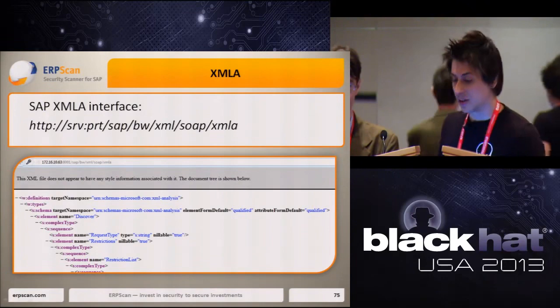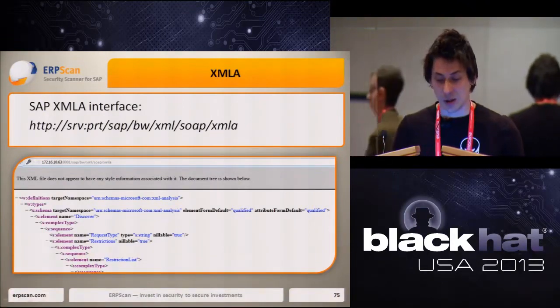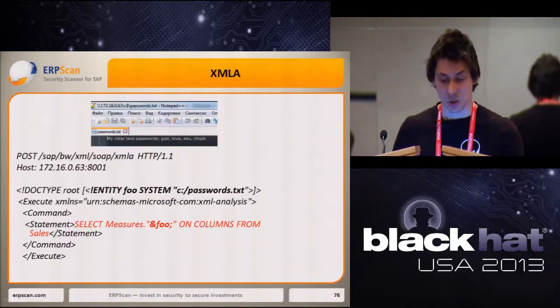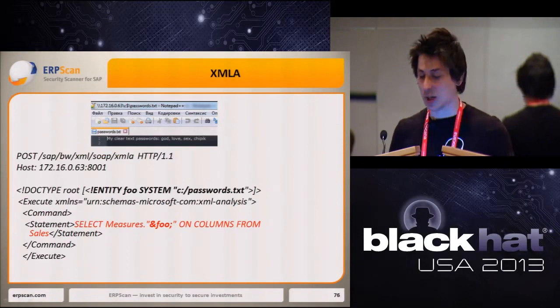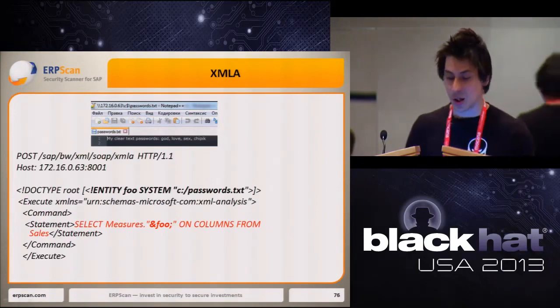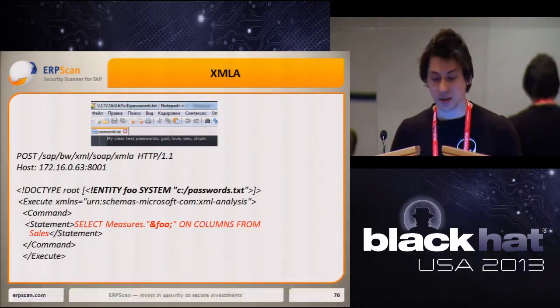If you send a request to the URI to SAP, the WSDL contains the description of methods discover and execute. Let's try a classic XML attack called XML external entity, or XXE. We will try to read a file from the SAP operating system.